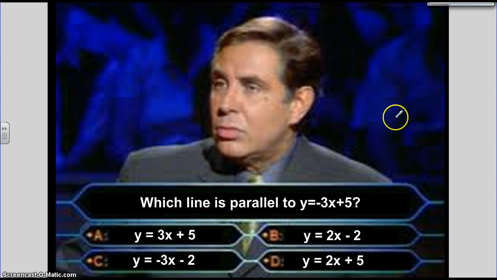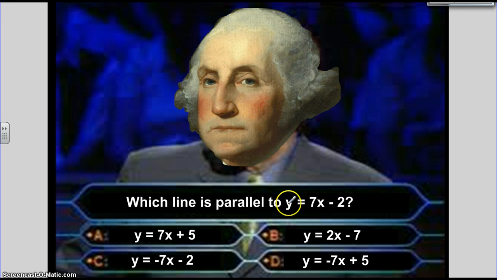Which line is parallel to y equals -3x plus 5? If they ask me a question like that and I see the word parallel, then that means I need to look for the same slope, which is -3. The answer is C. Which line is parallel to y equals 7x minus 2? Again, I see the word parallel, I need to look for the same slope, which is +7. A would be my answer.